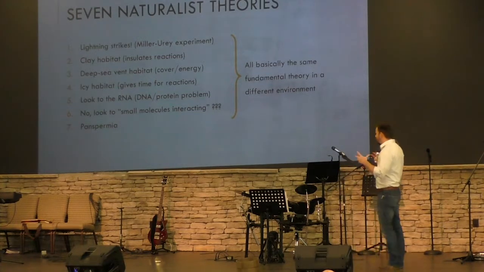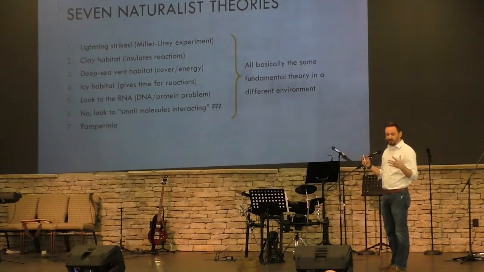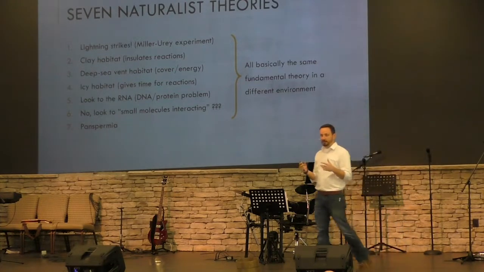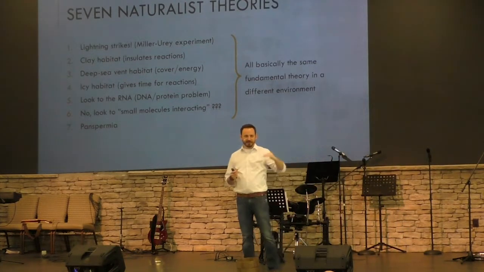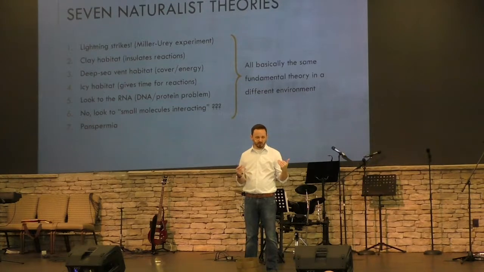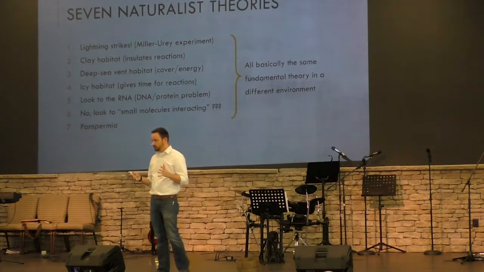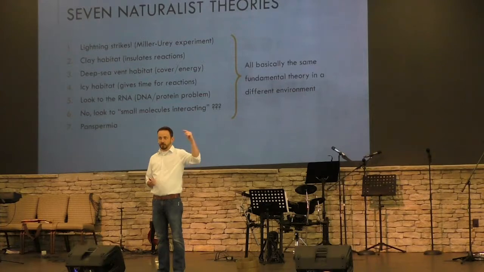Basically, right now there are about 7 different theories that naturalists propose for how life got here. The top 6 are really, for the most part, the same story, just in a different wrapper. A lot of times literally the environment is just a little bit different, and that's really all it is. So we're not going to go through these all individually, but we can knock out the first 4 in one shot.